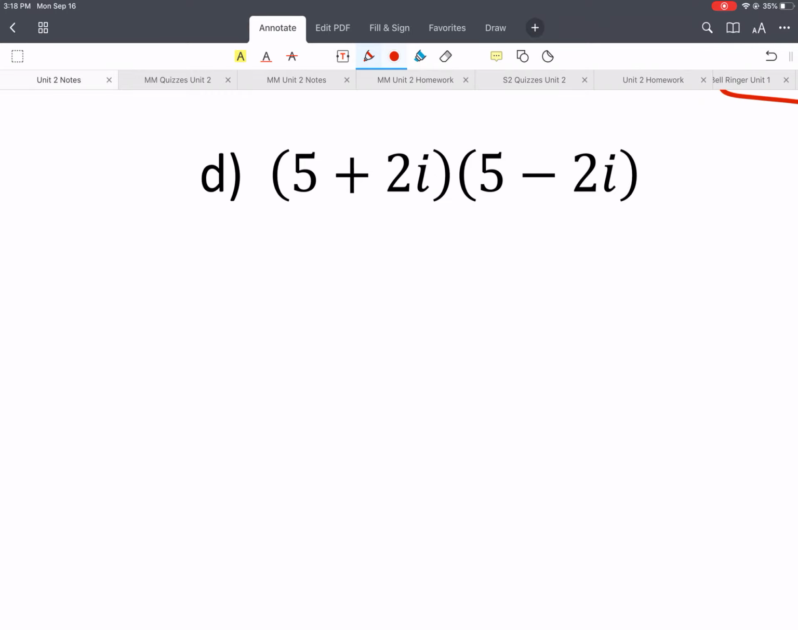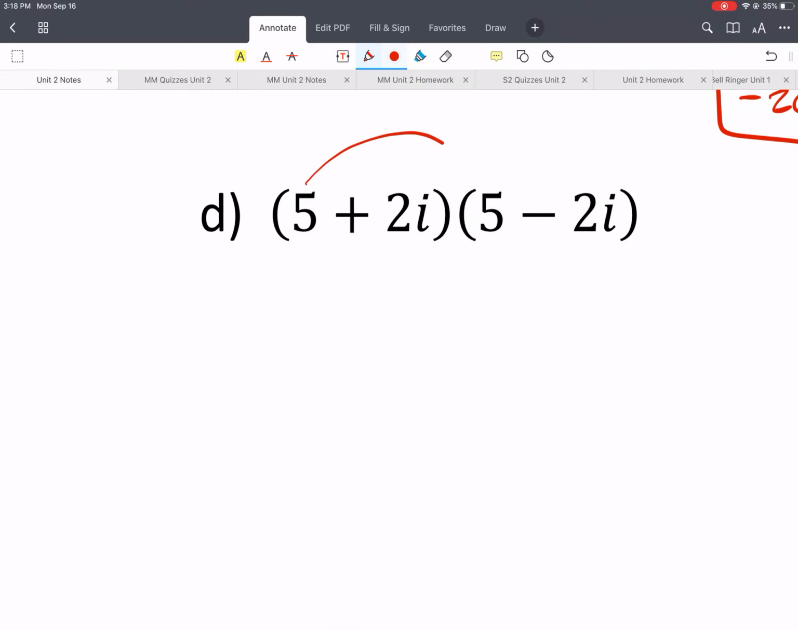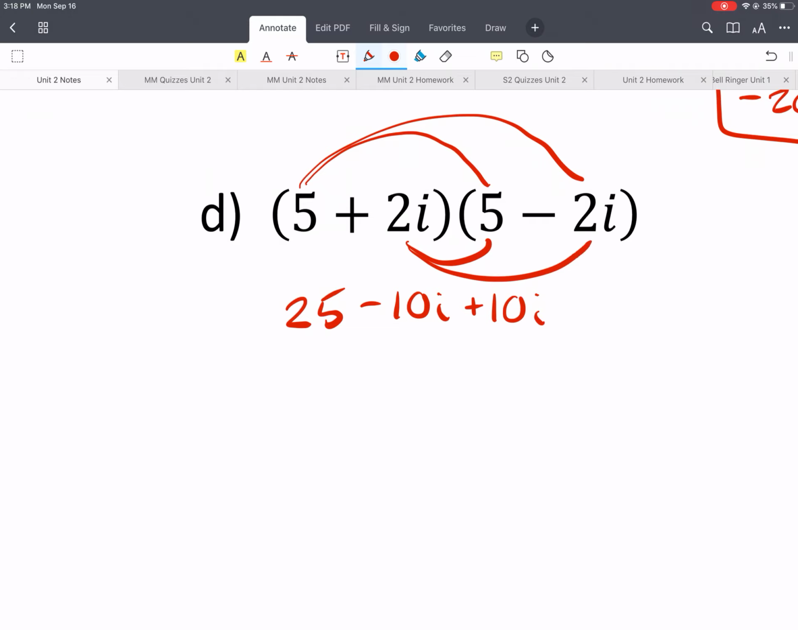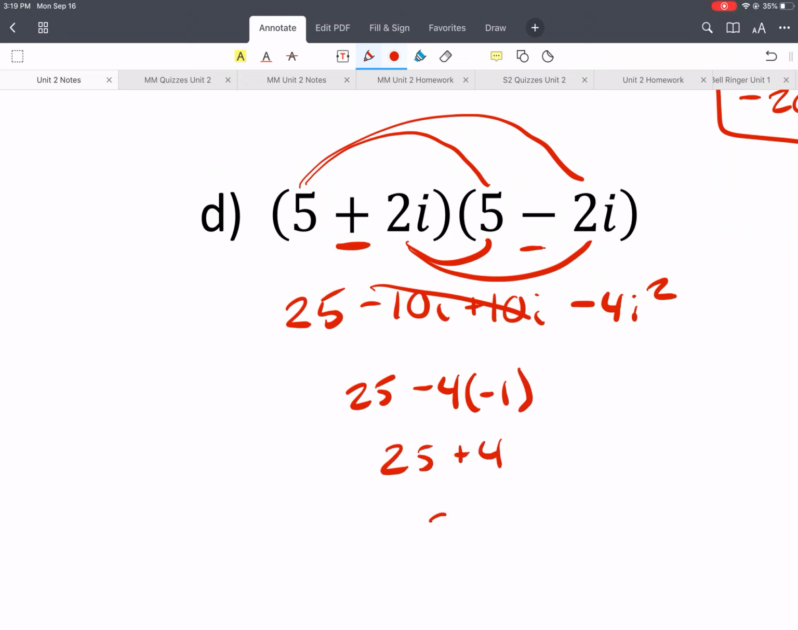All right, D, same thing. Just doing lots of examples, make sure you're understanding. Minus 10i here would be a positive 10i. And here we'll get a negative 4i squared. One kind of cool thing is if you have the same thing in the parentheses, except the only difference is a positive and a negative, those will cancel. And we'll end up getting 25 minus 4 times a negative 1, or 25 plus 4 equals 29.